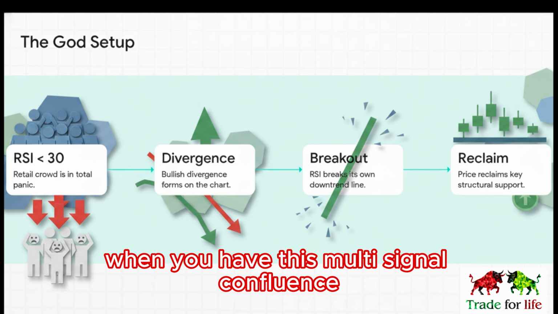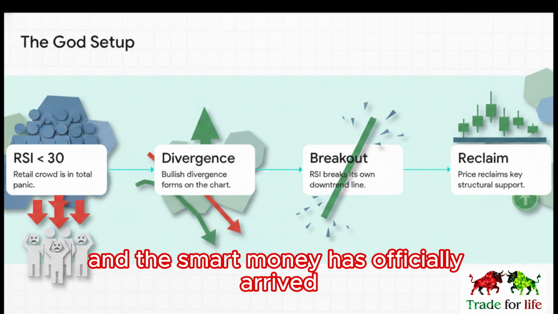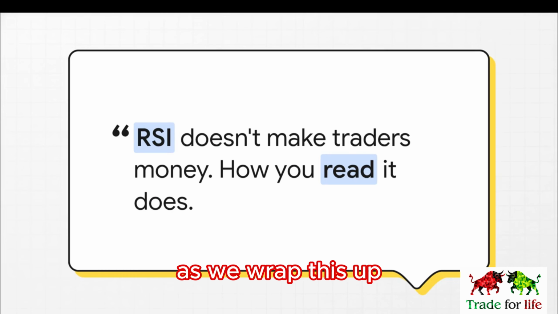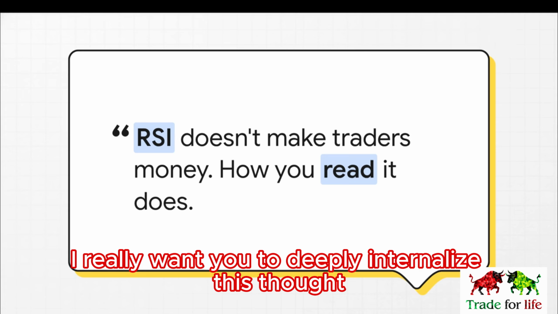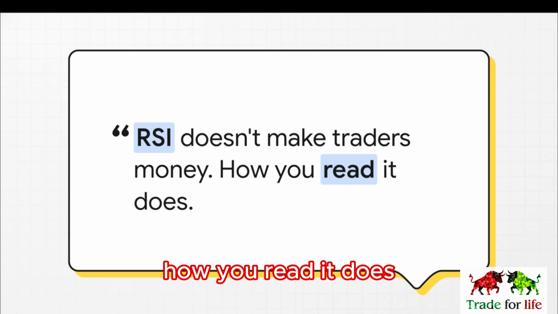When you have this multi-signal confluence, it is vivid proof that the selling pressure is dead and the smart money has officially arrived. As we wrap this up, I really want you to deeply internalize this thought. RSI doesn't make traders money. How you read it does.